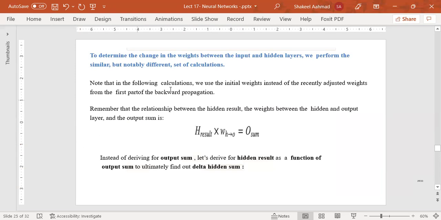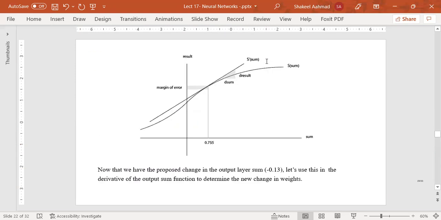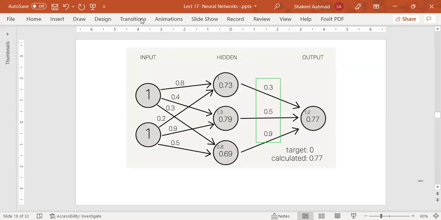To determine the change in the weights between the input and hidden layers, we have these two types of weights. These are called W7, W8, and W9, and these are W1 to W6. We have calculated these 3 weights. Now we have to calculate these 6 weights to get better results at the hidden layer.